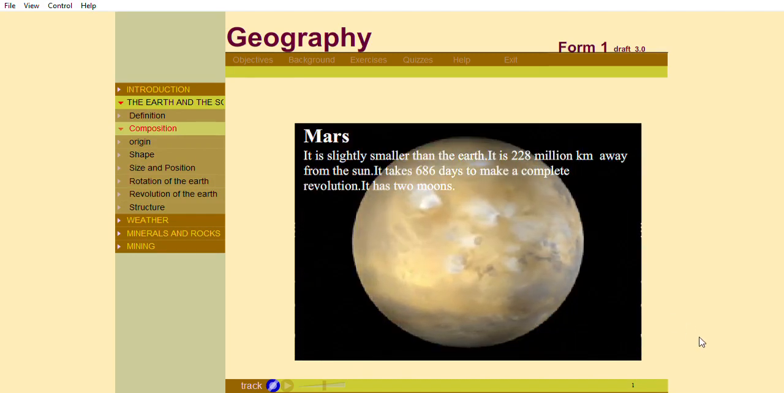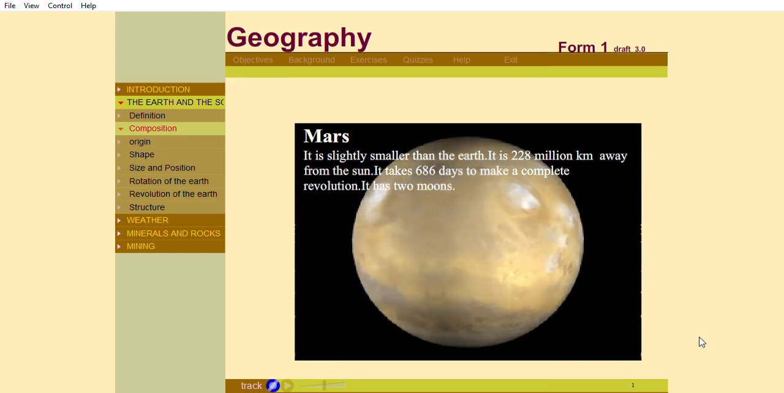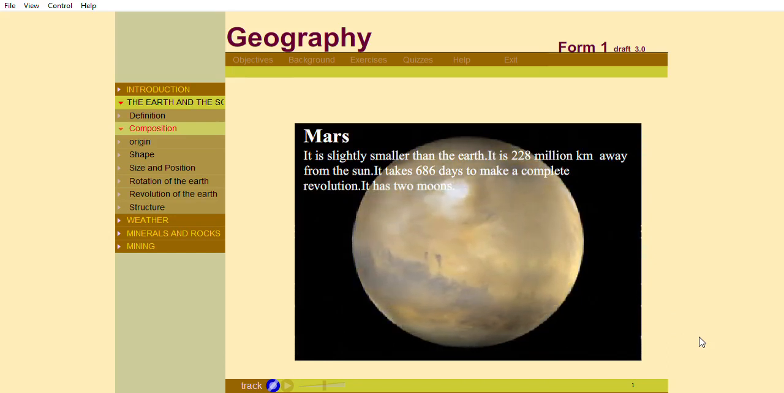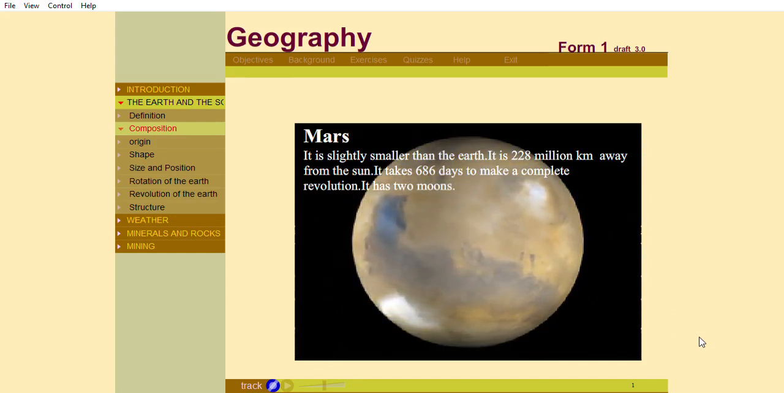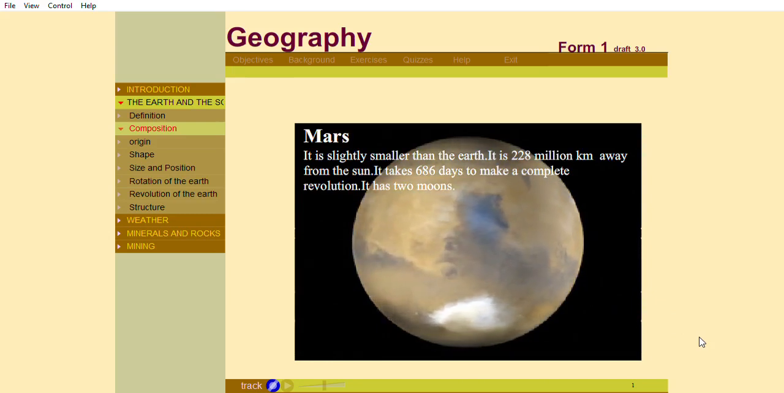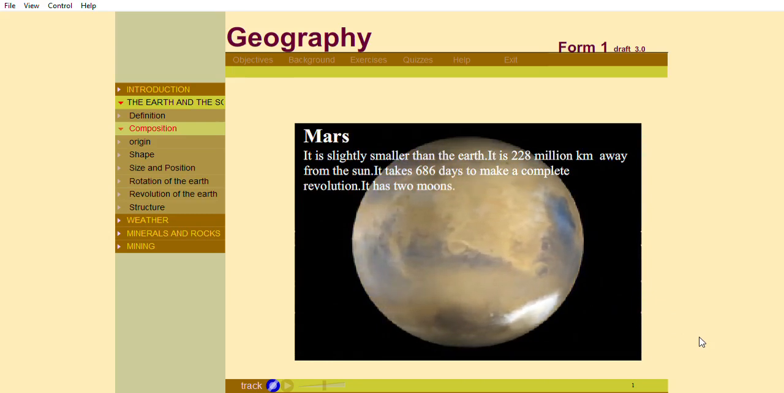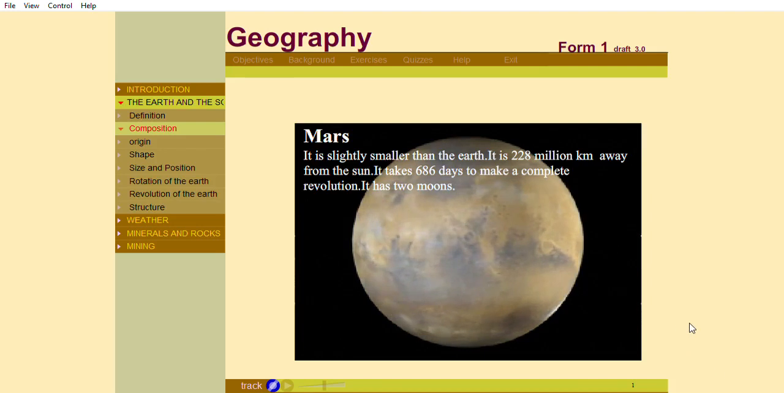Mars. It is slightly smaller than the Earth. It is 228 million kilometers away from the sun. It takes 686 days to make a complete revolution. It has 2 moons.